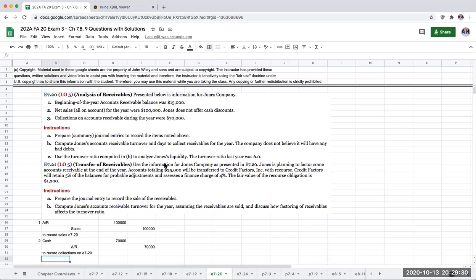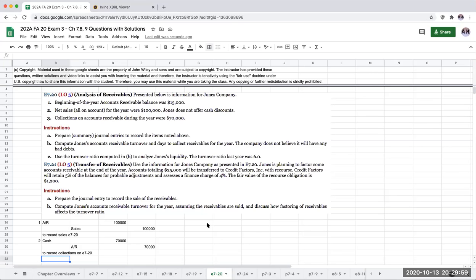Now, use the information for Jones Company as presented in exercise 7-20. Jones is planning to factor some accounts receivable at the end of the year. Accounts totaling $25,000 will be transferred to credit factors with recourse. Credit factors will retain 5% of the balance for probable adjustments and assesses a finance charge of 4%. The fair value of the recourse obligation is $1,200.